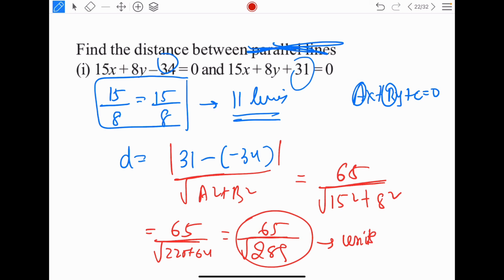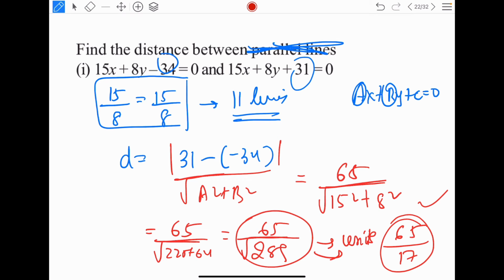Of course, in units you will write. Distance is always measured in units. 65 by under root 289. Okay, I hope this is clear. And obviously 289 is a perfect square of 17, so you can write it as 65 by 17. That's it, that's your answer. 65 by 17 units is your answer.